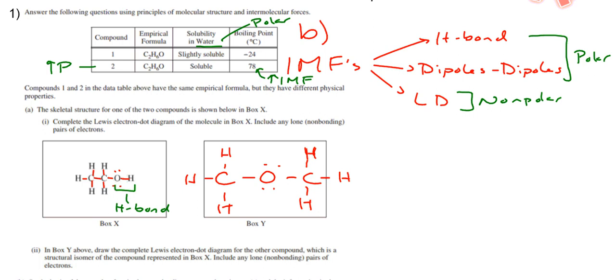So, I forgot the question. Which one's box X? I would say it's compound 2, right? Let me say that. And it actually says this. Compound 2 is in box X. Would have intermolecular hydrogen bonding, which is a stronger dipole-dipole, while the other one only has dipole-dipole in London.